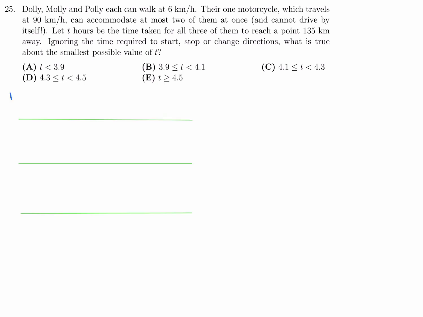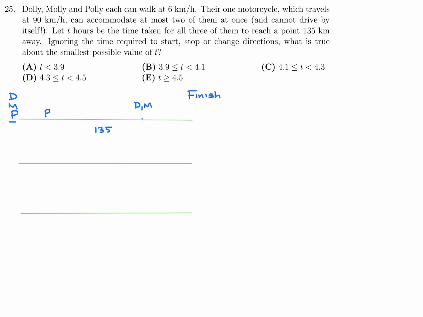So the three friends, D, M, and P, all obviously start off at the start, and this whole distance is 135 kilometers to, I guess, the finish line. We can call it finish. And the strategy is as follows. First, two of them, let's say Dolly and Molly, get on a motorbike, and they go all the way to a certain point. So D and M arrive here. Meanwhile, Polly is walking. So Polly is not staying here. She's walking. So she's somewhere around here.